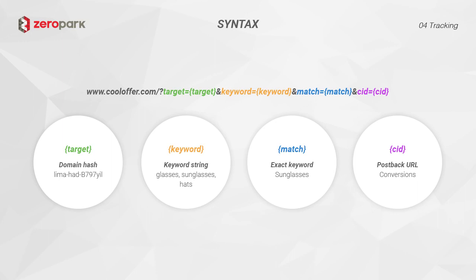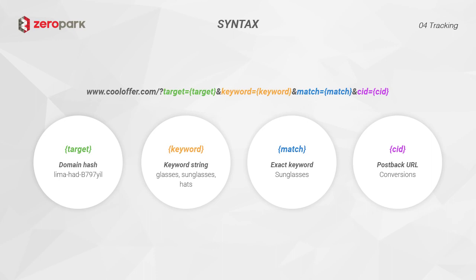So in the first one, after the /? you have the first sub-ID, which is target, and after the equal sign, in the curly brackets, is the token. Then if you want to add more, you add the ampersand and keyword. Then in the curly brackets, after the equal sign, is the token. So make sure that your campaigns are at least tracking target and keywords so you can optimize the campaigns. But here is a list of available tokens.